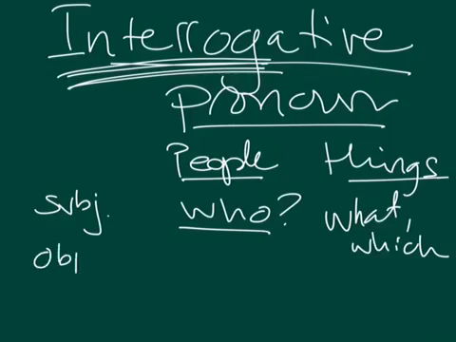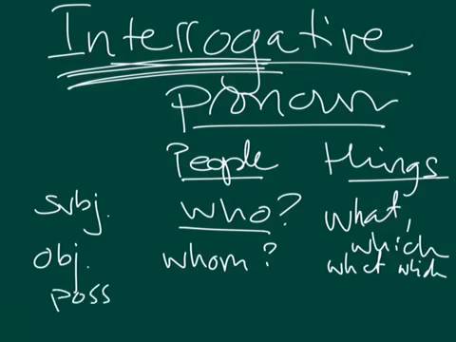Objective pronoun, that would be whom. Whom did you get that from? And of course, if it's dead things, then what and which, same in objective form. Possessive form of pronoun would be whose. Whose dress are you wearing, for example? And that again has to refer back to a pronoun before.